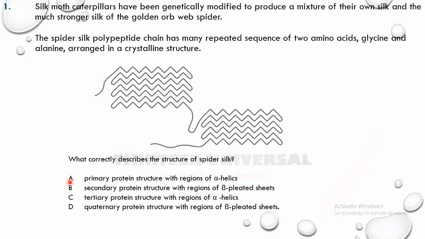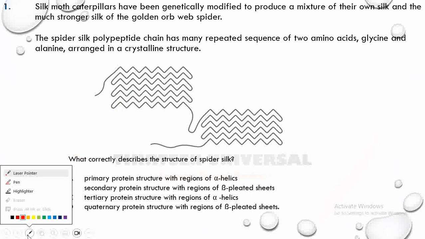Look at option A: primary protein structure with regions of alpha helix. A is wrong because primary structure is the sequence of amino acids, and it does not describe an alpha helix. We don't see any amino acids, so it's not primary structure. Option B: secondary protein structure with regions of beta pleated sheet. That's correct. Secondary structure has alpha helix and beta pleated sheet.